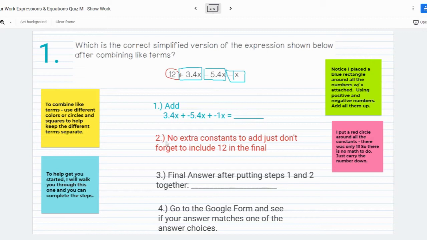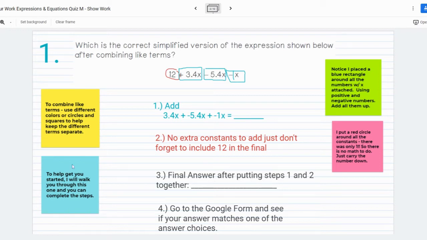Then you'll notice on step 2, there's no extra constants. We don't have anything else to add to 12. We just want to make sure we include it in our final answer. So after you do step 1, then you put it together with step 2, so it'd be plus 12, and then you're going to get your answer.